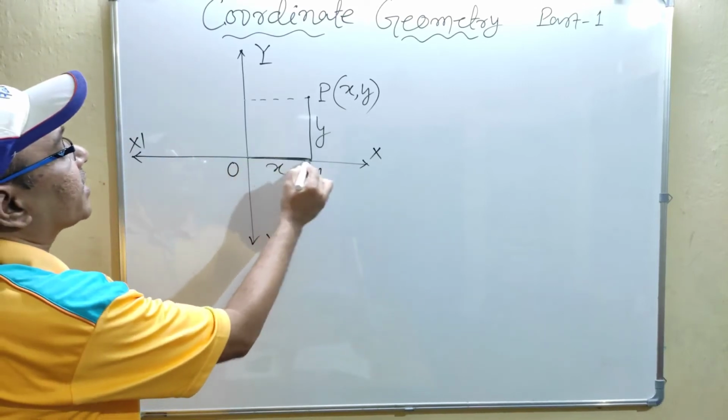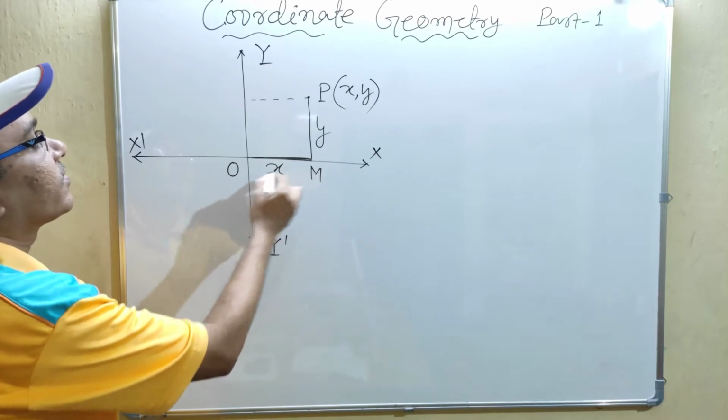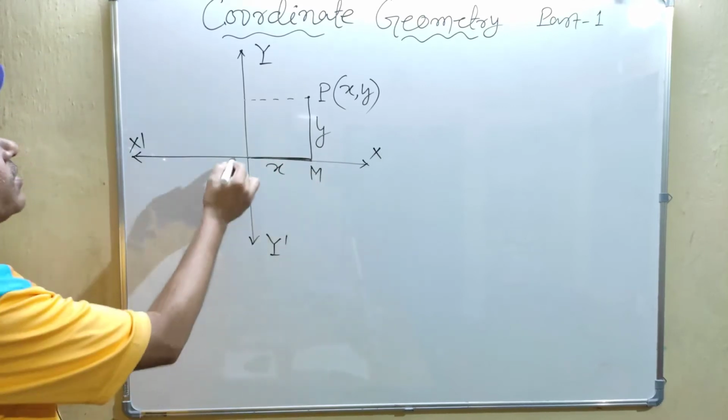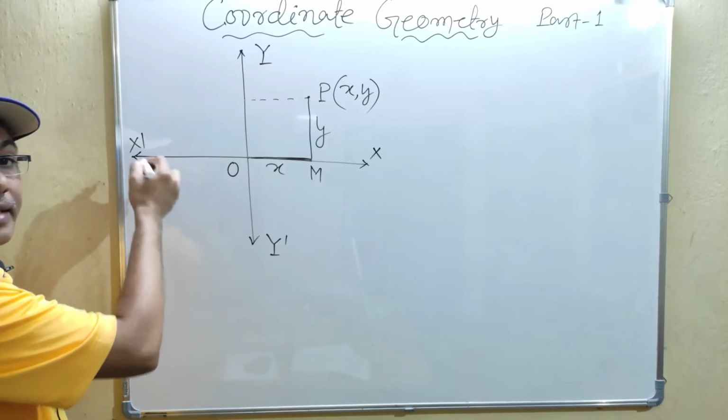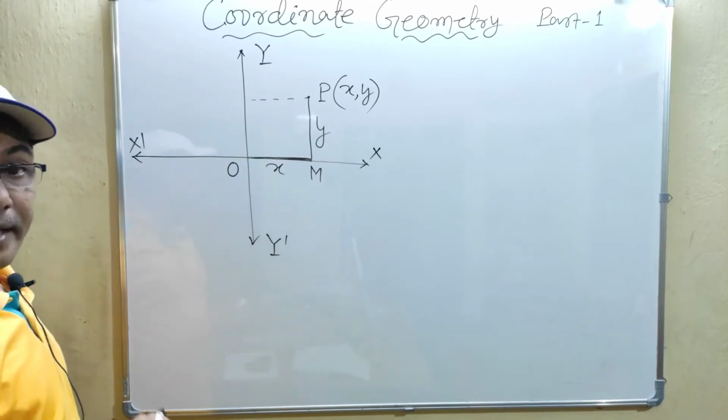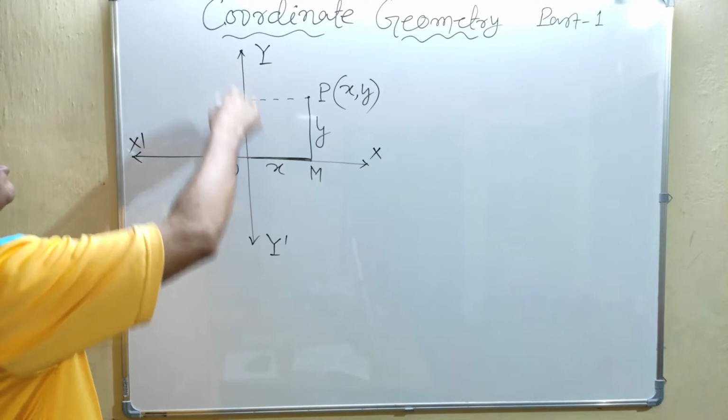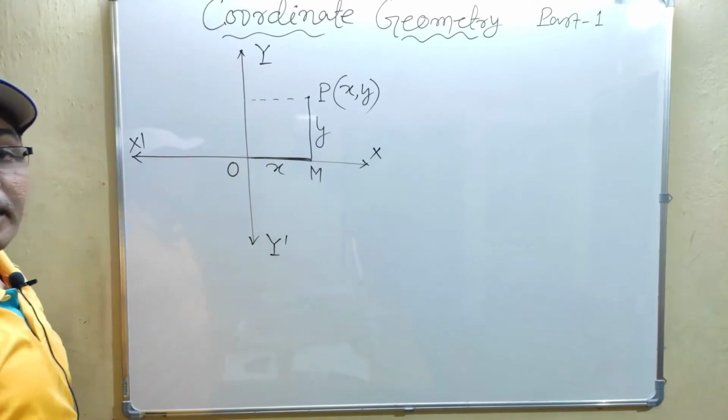This side, when we measure towards x-axis, it will be taken as positive. If we measure along the x-axis on the back side, then we take negative. Along y-axis, upward is positive, downward is negative.